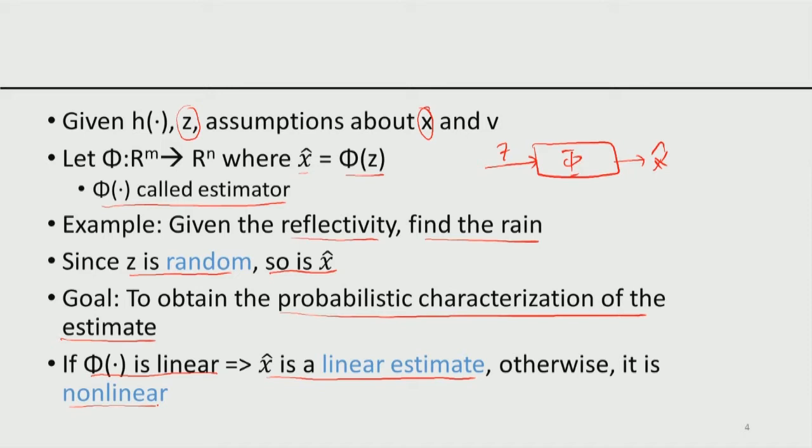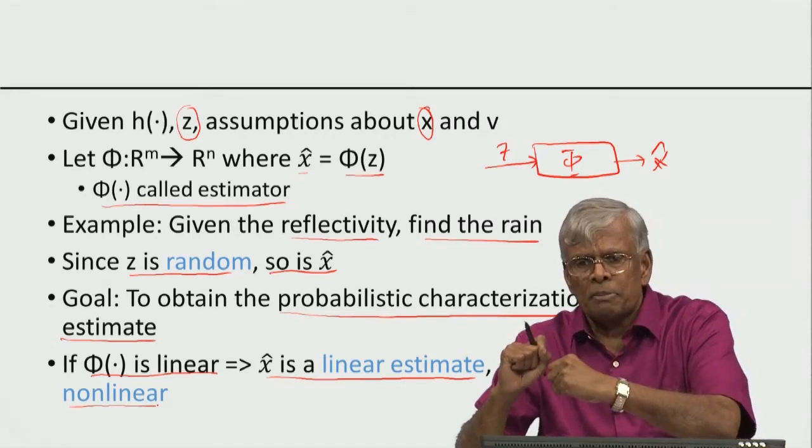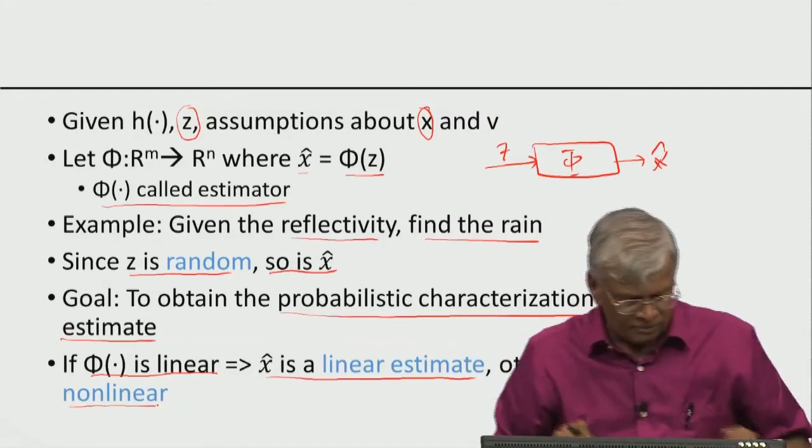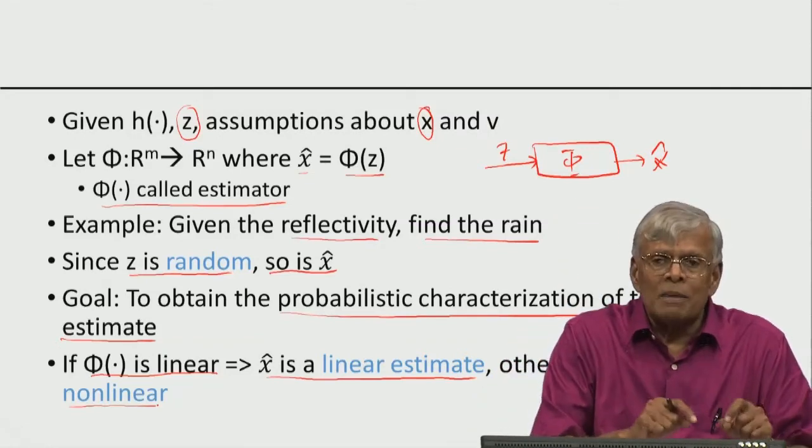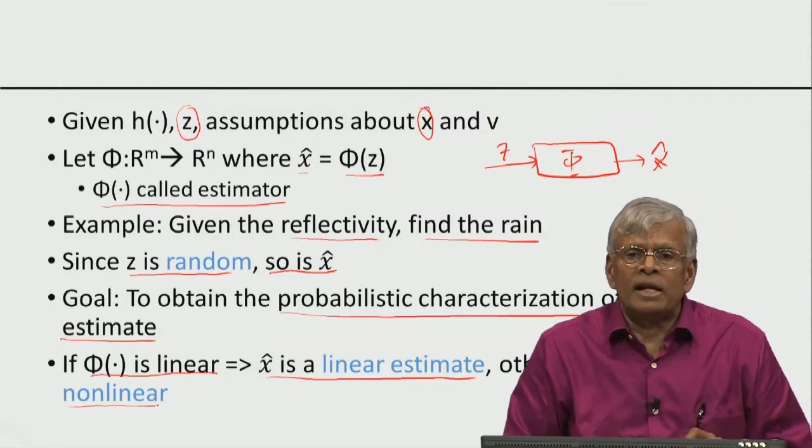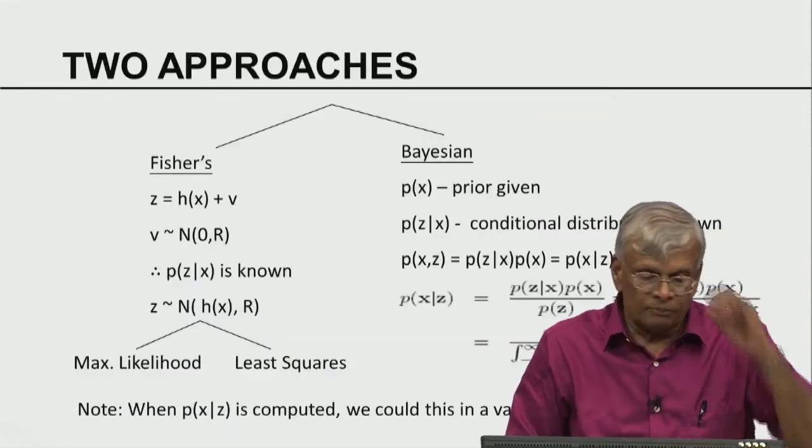So what is the summary of that? I have an unknown x which could be random. There is a natural variability, there is a prior distribution. I make observations. Observations are also corrupted by noise. I know the distribution of the observation. I want to be able to combine the prior distribution with the given distribution to get the probabilistic characterization of x hat. So I want to be able to design an estimator. An estimator could be either a linear estimator or a nonlinear estimator.